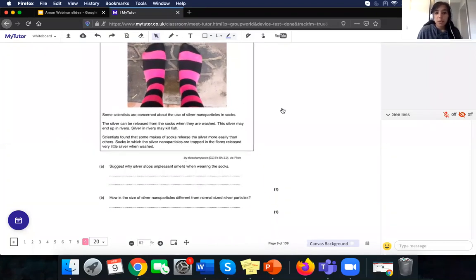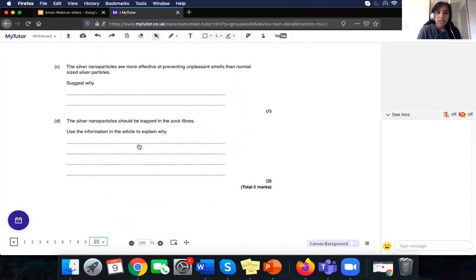How is the size of silver nanoparticles different from normal sized particles? Good, people are saying they're a lot smaller. Excellent, so they are very small. And you can say 10 to the -9, you can say 1 to 100 nanometers diameter. The silver nanoparticles are more effective at preventing unpleasant smells than normal sized silver particles. Why? Why are silver nanoparticles more effective at preventing smells than larger size silver particles or normal size particles?